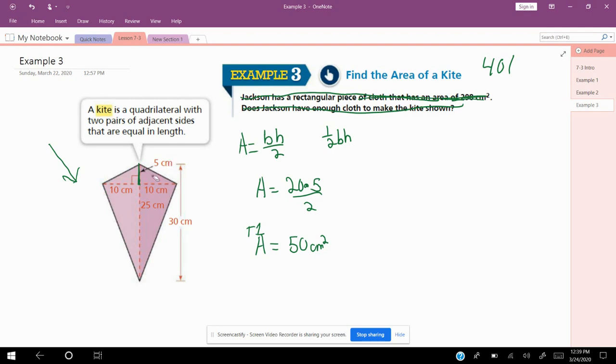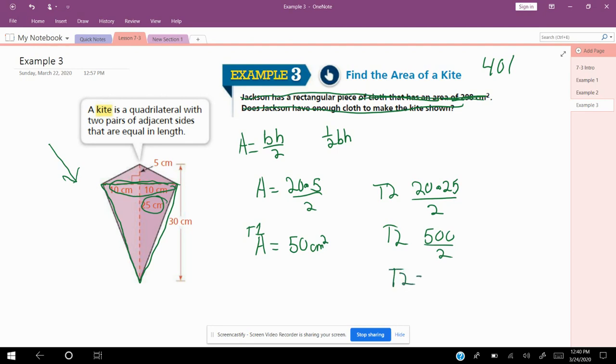So now, let me clear that stuff up. I have that triangle right there. For this triangle, it looks like the base is still going to be 20, but now the height's going to be 25. So for triangle 2, we're going to have 20 is our base, 10 plus 10 is 20, times 25 divided by 2. If I do that math, I get 500 divided by 2. So the area of triangle 2 equals 250 centimeters squared.